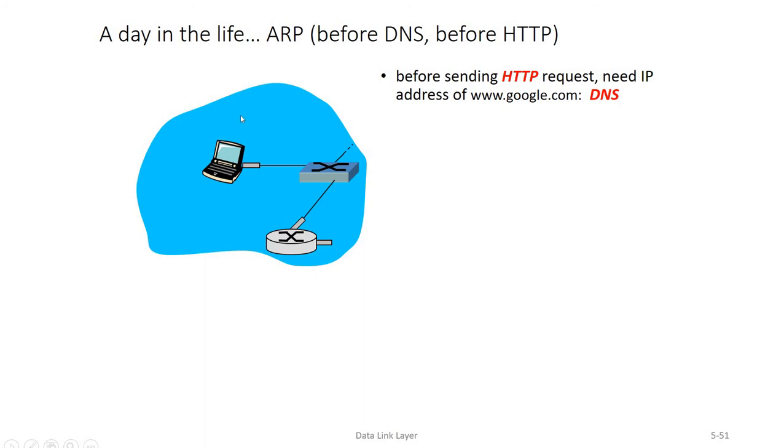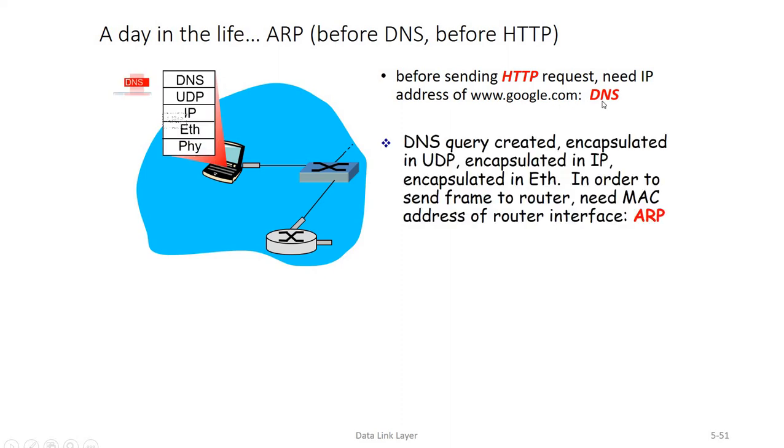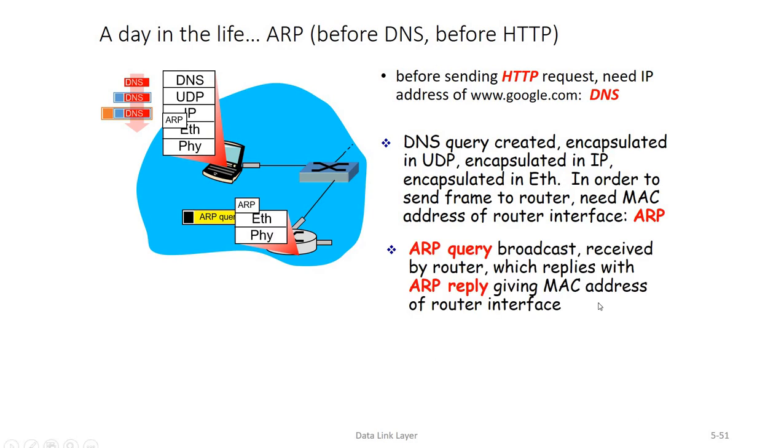Then what we do is request the IP address of Google, which we find from the DNS. The DNS query is created and encapsulated in UDP. Then this is the ARP. Now we need to find the MAC address of the server. Then we create the ARP query, and the ARP reply gives the MAC address of the router interface.